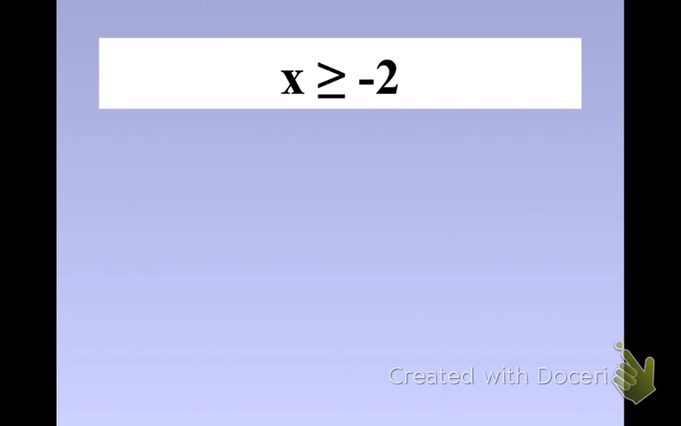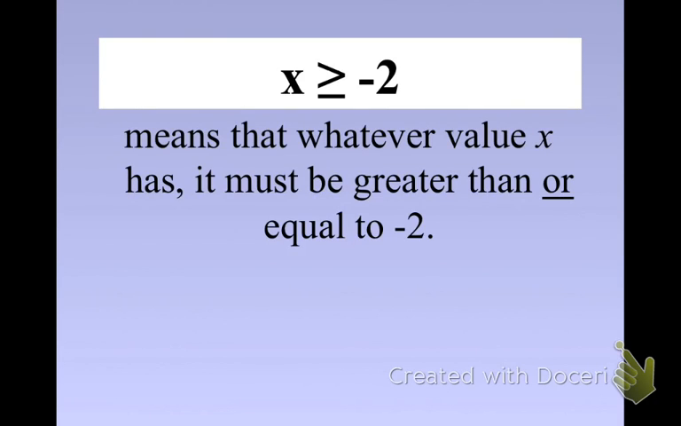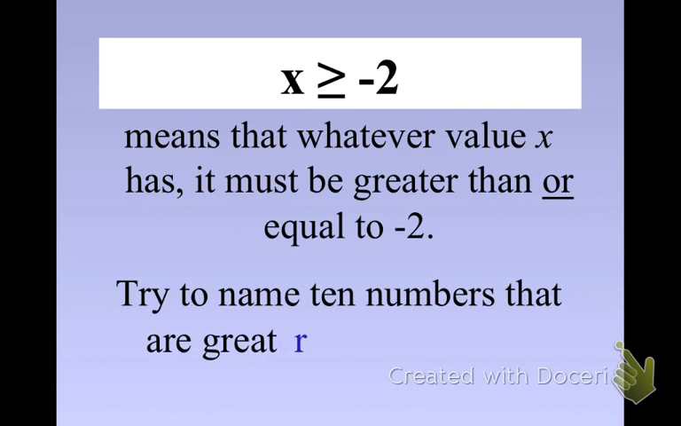Let's look at another one. x is greater than or equal to -2. Whatever value represents x must be greater than or equal to -2. So name 10 numbers that are greater than or equal to -2.